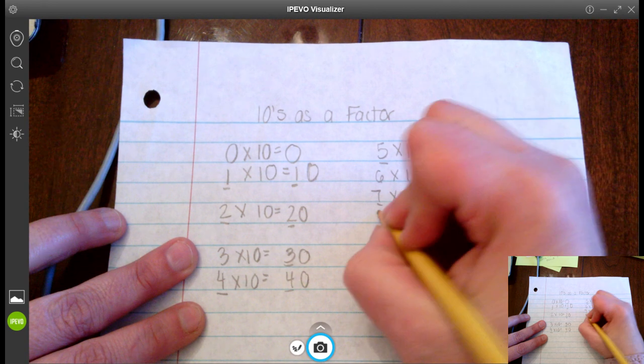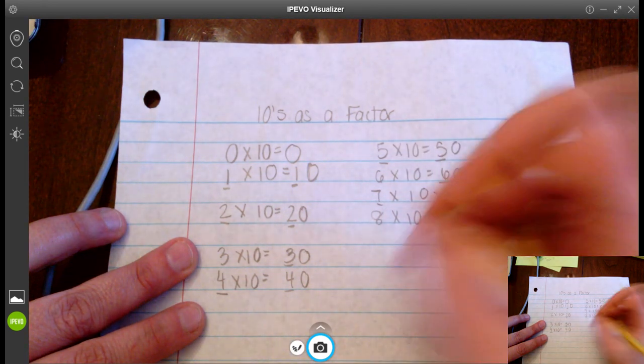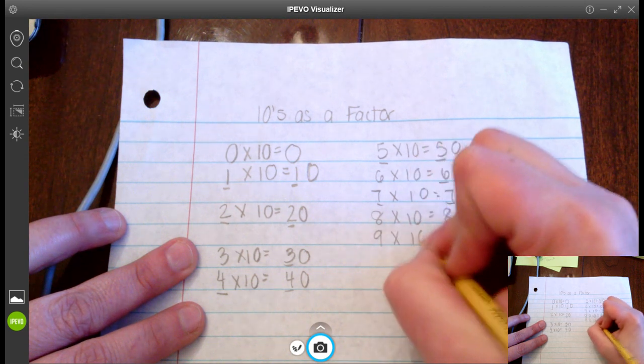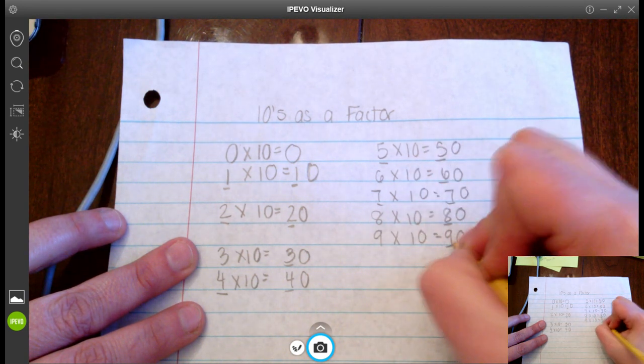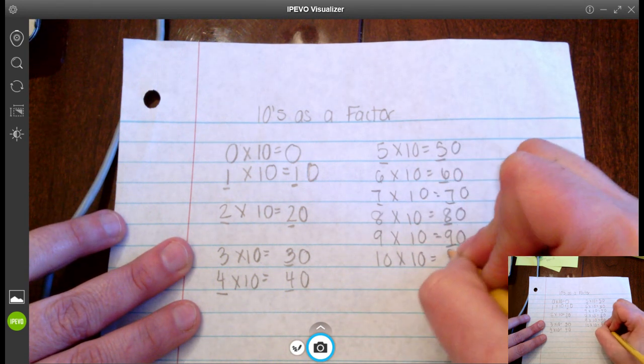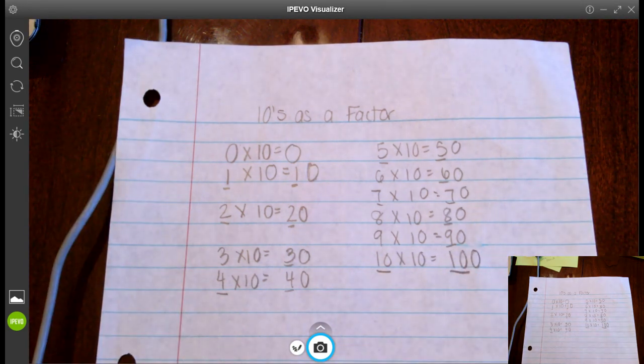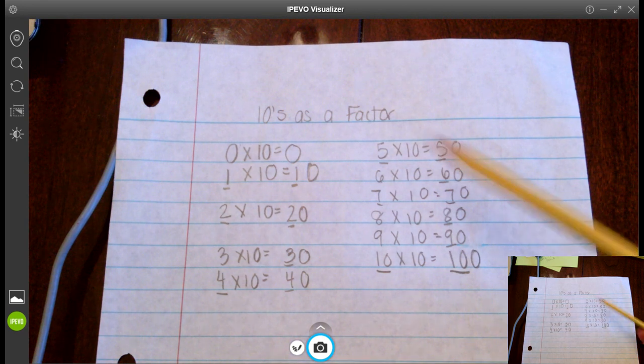Okay, 70, 80, 90, and 10 times 10 is going to be 100. And you've got 10 here, 10 here. Okay, so what we're going to do is we're going to practice. Now, you should have noticed a pattern.